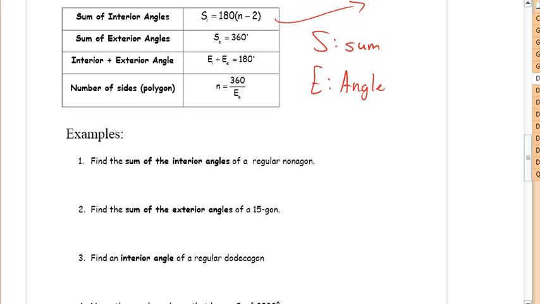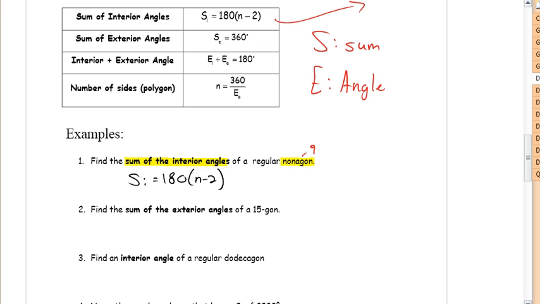So first, find the sum of the interior angles of a regular nonagon. Okay, so a couple pieces of information here. First of all, sum of the interior angles. Look at your formula, find which one that is. Sum of interior is this. S_i equals 180 times n minus 2. We also know that it's a nonagon, 9. So we're always going to start with the formula we want to use. That tells us the sum of the interior.